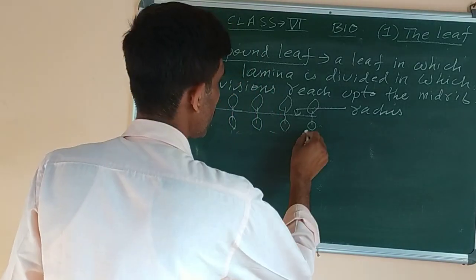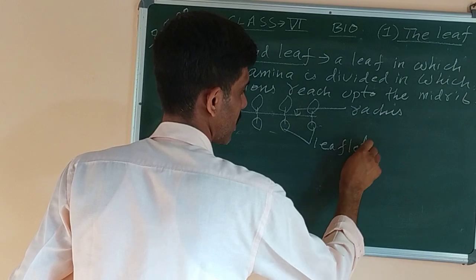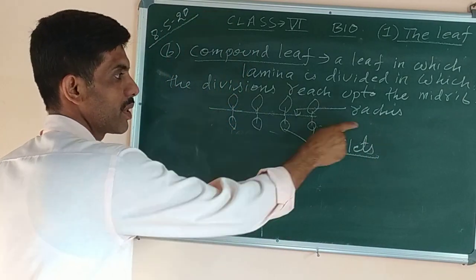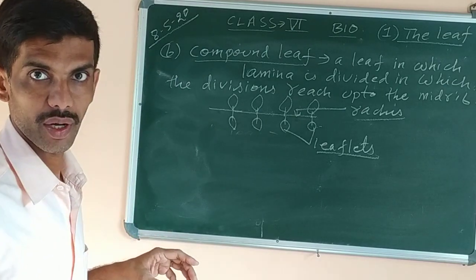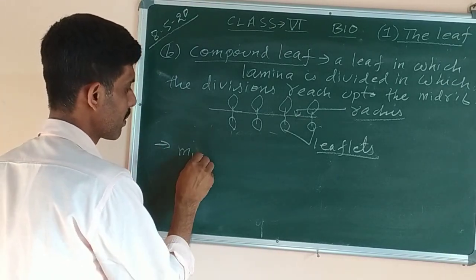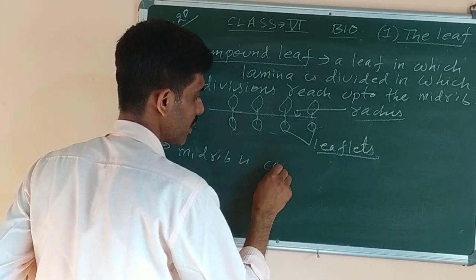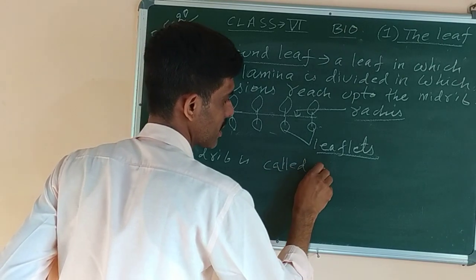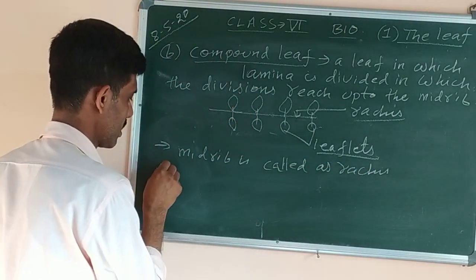Okay, they are called the leaflets. This is the midrib. Now it is known as rachis, and this is the diagram of a compound leaf. Where is it found? So what is the second point? In a compound leaf, the midrib is called rachis, R-A-C-H-I-S. Okay.